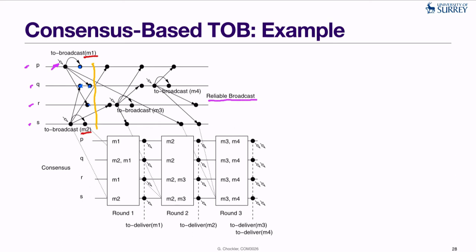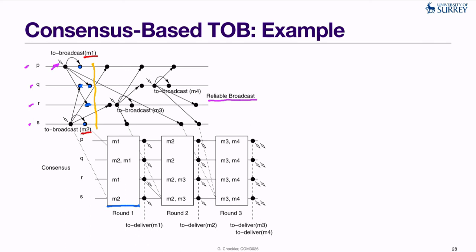R has message M1 from P, and S has message M2 from itself. Okay, so those are messages that we have, and as you can see, these messages are different. So the unordered sets of the 4 processes are not the same at this point, and this is reflected here. So in the first round of consensus, you can see that the proposals made by different processes are actually different.